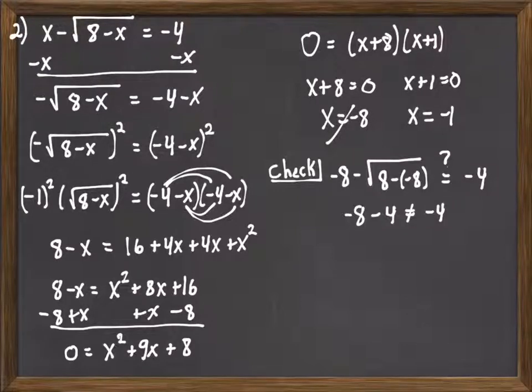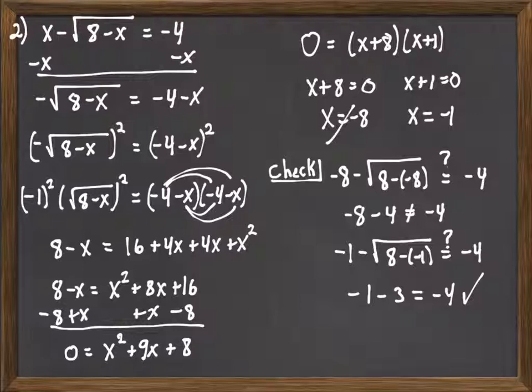And then we have one last answer to check, the negative 1. So we plug negative 1 in. And then again, when we simplify inside the square root there, 8 minus the negative 1 would be 9. Square root of 9 would be 3. So we get negative 1 minus 3 is in fact equal to negative 4.